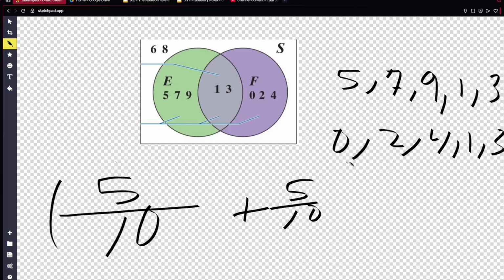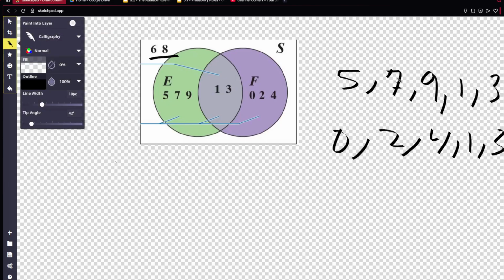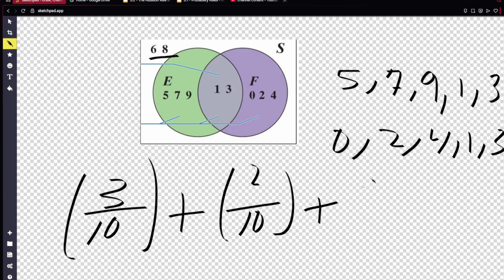But here's an issue. If we add these together, we get 1. That means the probability of getting E or F is 1. That's not possible, because we also have 6 and 8, which need to be accounted for. So let's do this algebraically and calculate the probabilities that way. Let's denote 5, 7, and 9 as its own group: 3 over 10, because this is a disjoint part, plus 2 over 10, and then plus 3 over 10, plus 2 over 10. Note that this is accounted for twice.